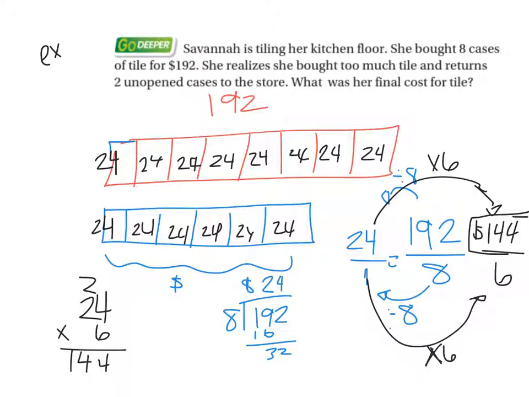Looks like she paid $144 for 6 boxes of tile. All right, last problem because I'm about to lose my brain.